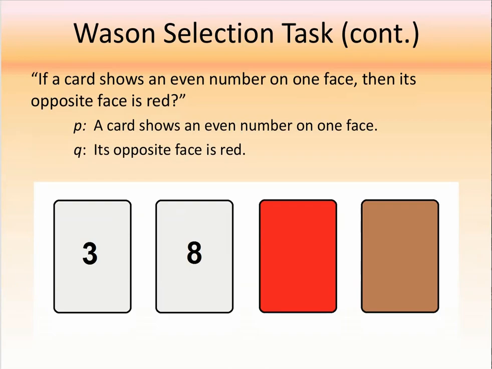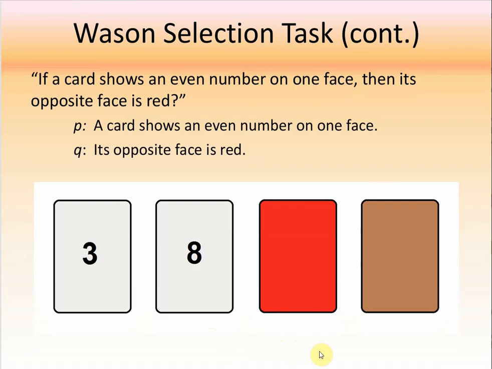Here's everything together. We have the conditional statement up top: if a card shows an even number on one face, then its opposite face is red. And then we've got our four cards, and the two that you have to turn over. One is one of the ones that has a number facing up, and the other one is one of the ones with the color facing up. The one with the number facing up, most people see that right away. The one that you'd have to check is the 8.